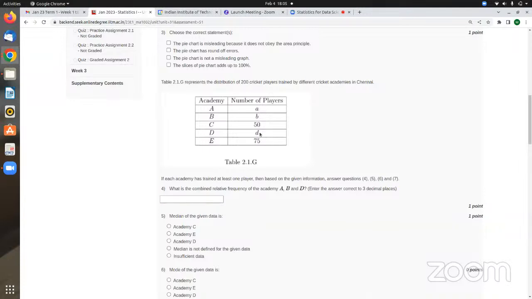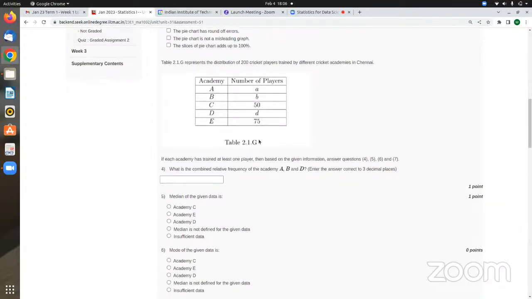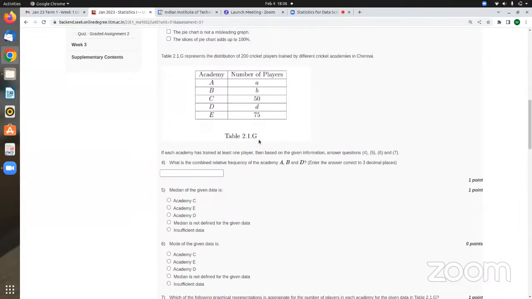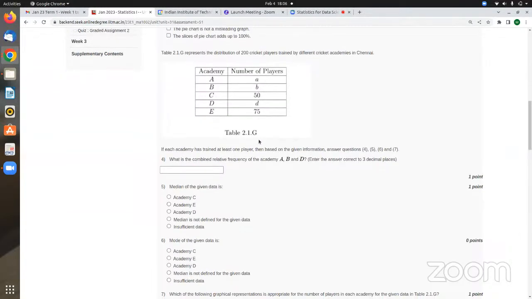And if you see, A plus B plus 50 plus D plus 75 is equal to 200. So 75 plus 50 comes out to be 125. So A plus B plus D will be 75. But still we are not able to say, since mode is what? Mode is the highest frequency, right?